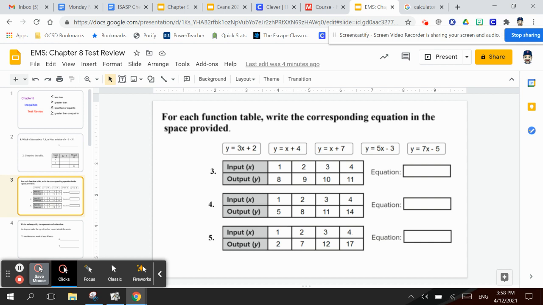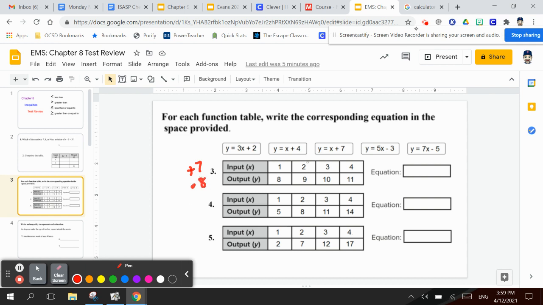For these three, for each function table, we have to write the corresponding equation in the space provided. So here I have my choices. So I can either try each one of these and put the x values in and solve for y, or I can look at just simply finding my rule. In the first one, I have 1 and y is 8. So I'm either adding 7 or I'm multiplying by 8.